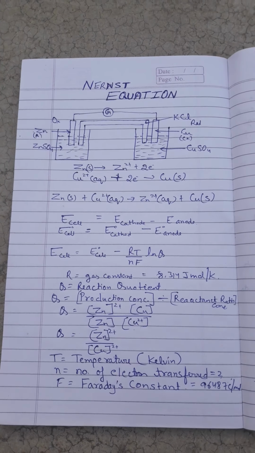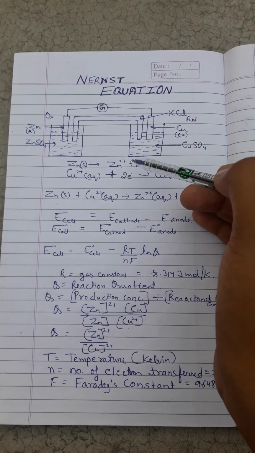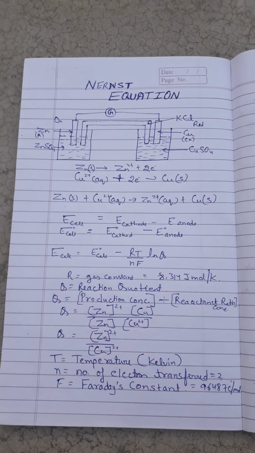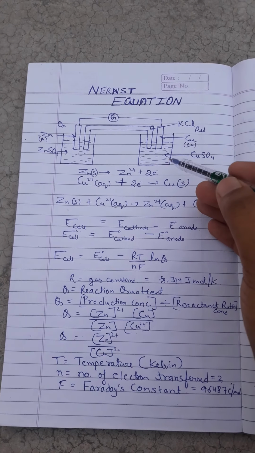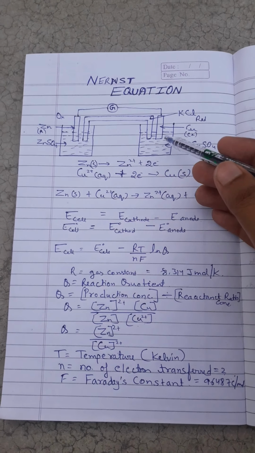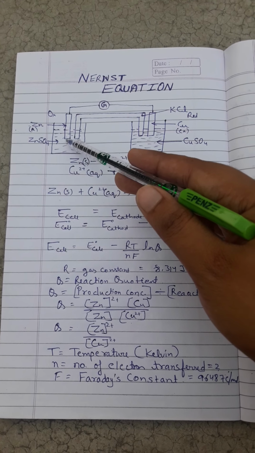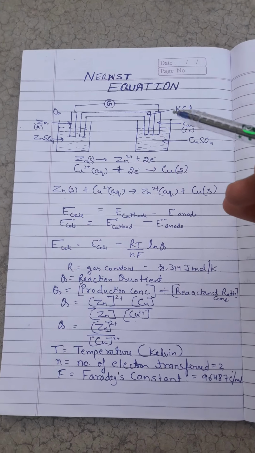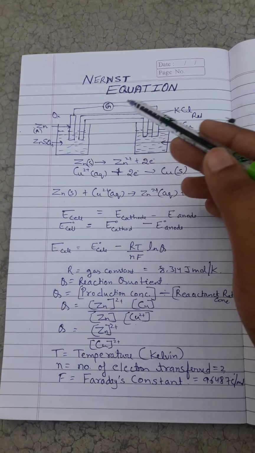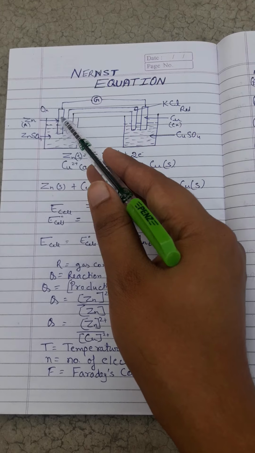which is denoted by this half cell reaction, while on the other side the reaction occurs with Cu2+. In this aqueous solution the electrons will join the copper, and the copper in solid form will appear more. So the electrons will move from here to here through the galvanometer, and that's why the current will flow in the opposite direction.